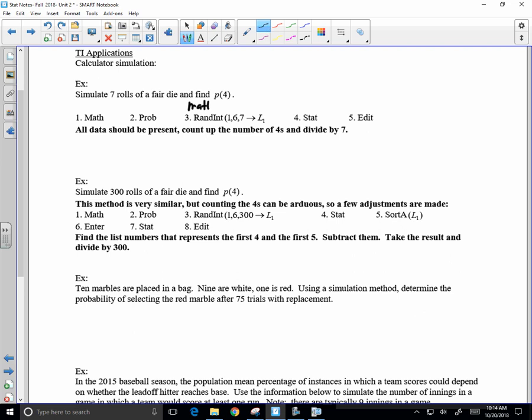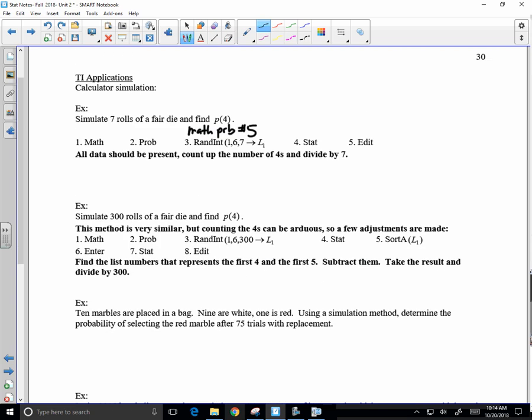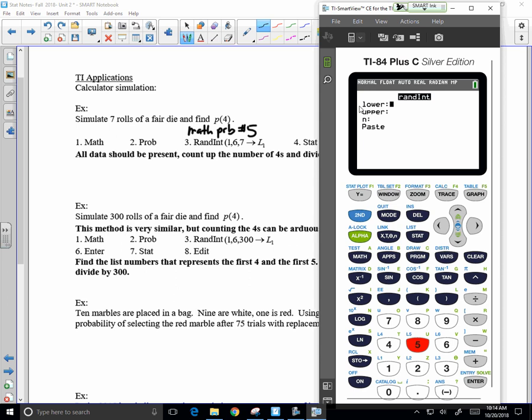All right, so let me make a note of that. Math, probability, option 5. I'm probably due for a rephrasing on this also, so I'll take that as a typo. Rephrase the first 2 examples on page 30. And that's because more and more people have the newer TI-84s, so your interface won't look like this.